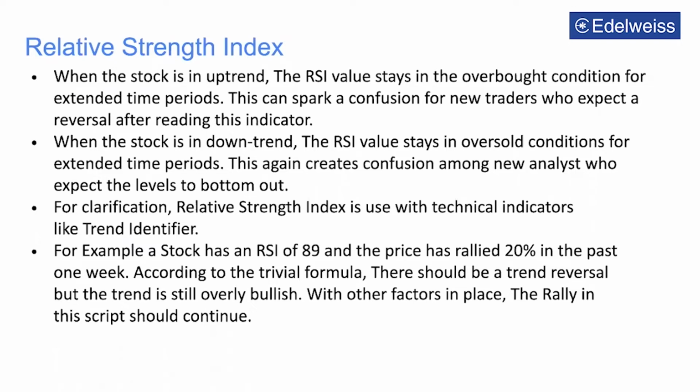So let's say a stock has an RSI of 89 and has rallied 20% in the past week. According to the trivial formula, there should be a trend reversal and some selling seen in the stock, but the trend is still overly bullish. So there are multiple other factors which we should consider. Whether the rally should continue or not depends on the factors which are affecting the rally.